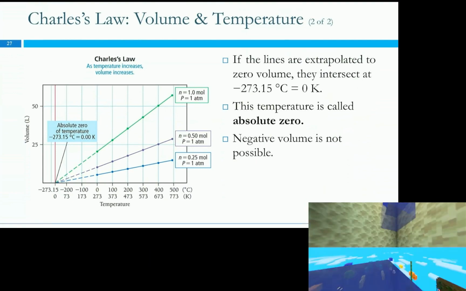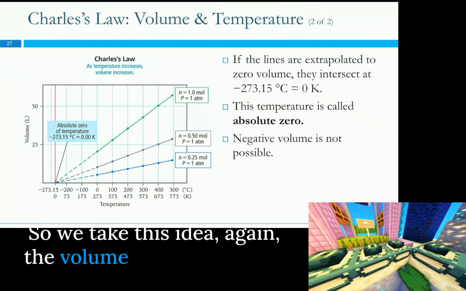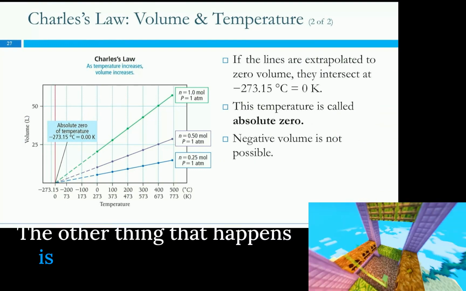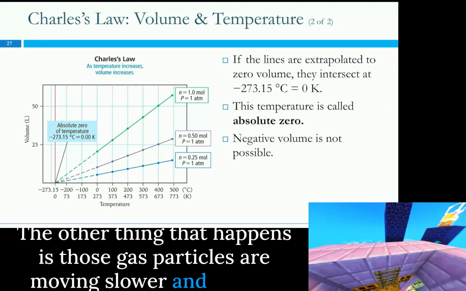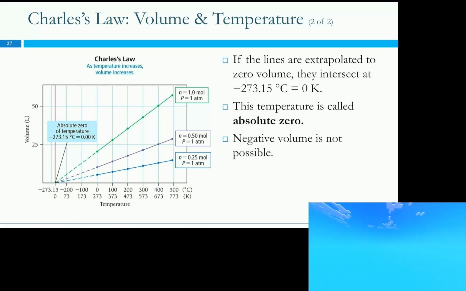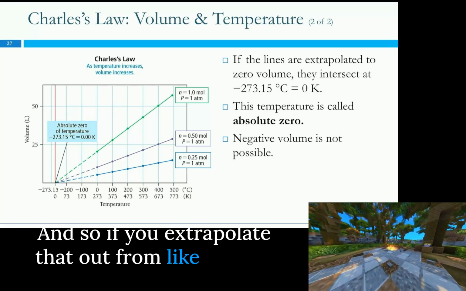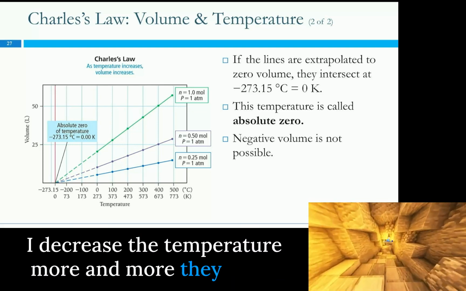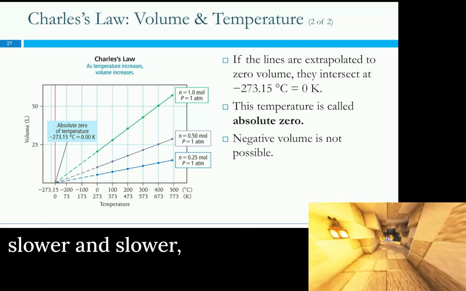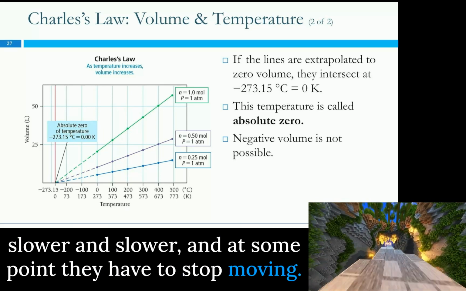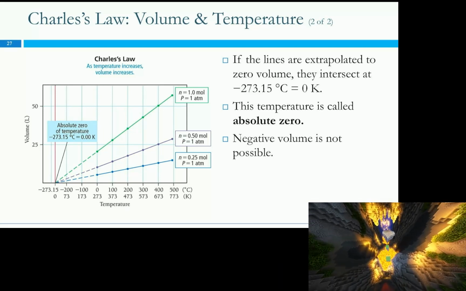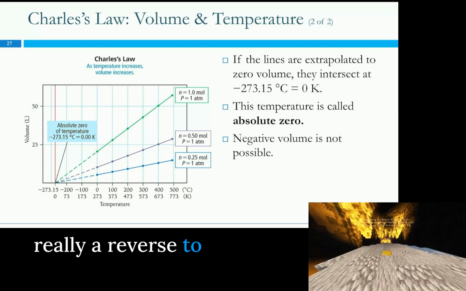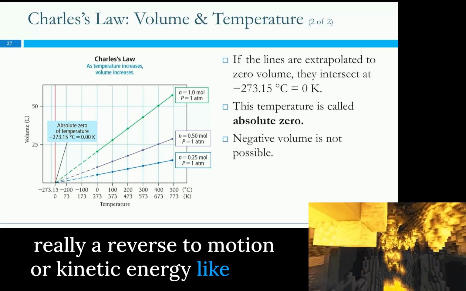Yeah. So we take this idea, again, the volume decreases as we decrease the temperature. The other thing that happens is those gas particles are moving slower and slower. And so if you extrapolate that out from regular temperatures or pressures, if I decrease the temperature more and more, they move slower and slower. And at some point, they have to stop moving. They can't then go in reverse. There's not really a reverse to motion or kinetic energy like that.